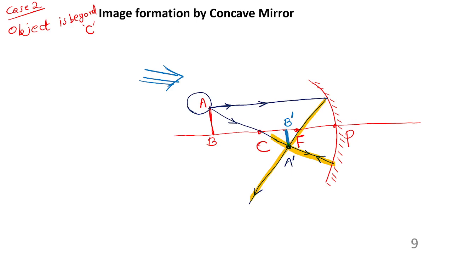Remember, one more thing: if I keep a white screen here, for example, let it be a candle, I will get an image of the inverted candle on the screen. The image is available on the screen. We can see it with our eye. Not only that, we will get an image on the screen. We will get a real image.